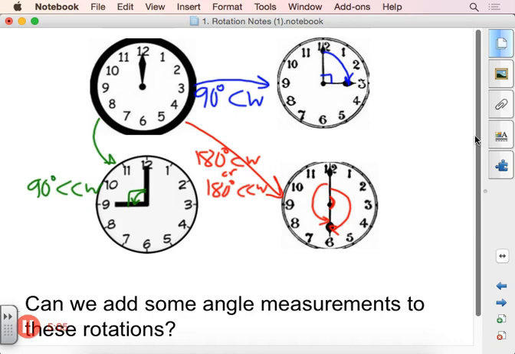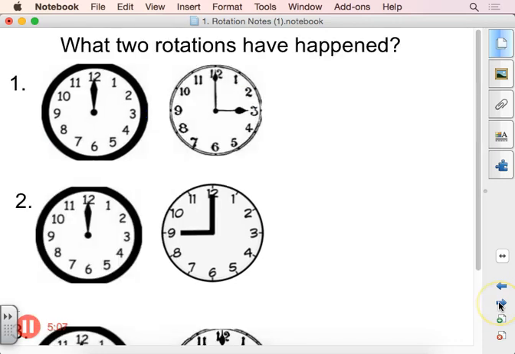All right, so let's see if you guys can do these right here. For these three, tell us how many degrees of rotation it is, and which direction makes it the shortest, clockwise or counterclockwise. So I'll go ahead and pause the video, give these a try, and see if you got them right.